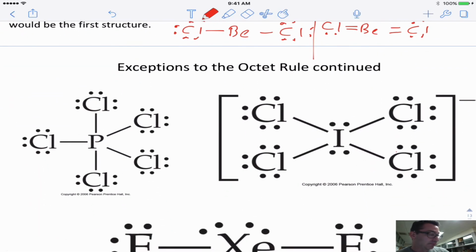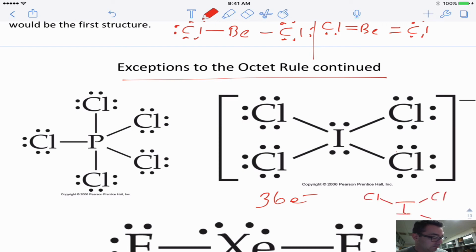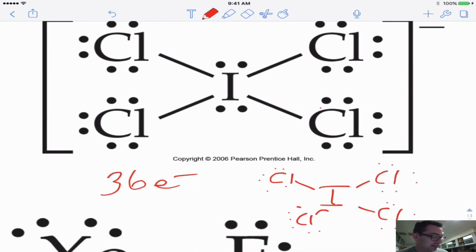Now, here are some other examples where we violate the octet rule. Remember, step 8, the last step of the Lewis structure, said, draw the Lewis structure. If you have extra electrons, add them to the central atom, violate the octet rule. We see that with ICl4-. ICl4- has 36 electrons total. If we just draw ICl4- like this with the 4 Cl's, and then we put the dots around, we would be at 32 electrons. We need 4 more. So where do we add the 4 more? Well, we add it to the iodine, the central atom.